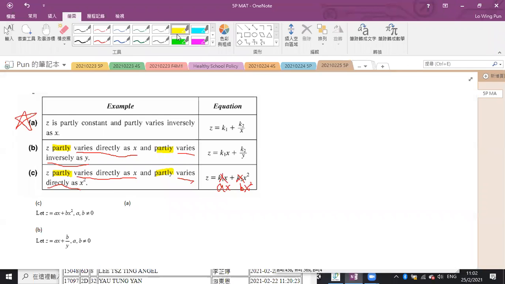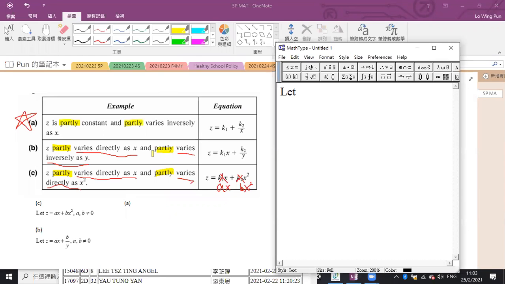So z is partly constant and partly varies inversely as x. How many parts are there? It's partly. Okay, can you see that there are also 2 parts, right? So we will let z be 1 part plus the second part. But what is the first part?